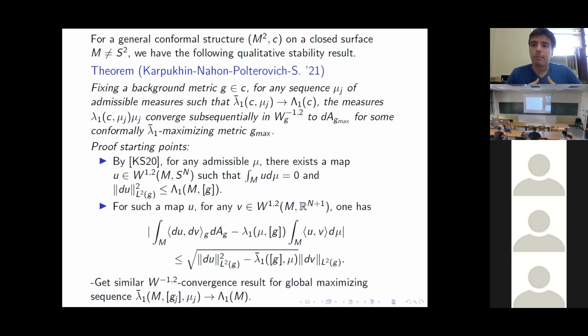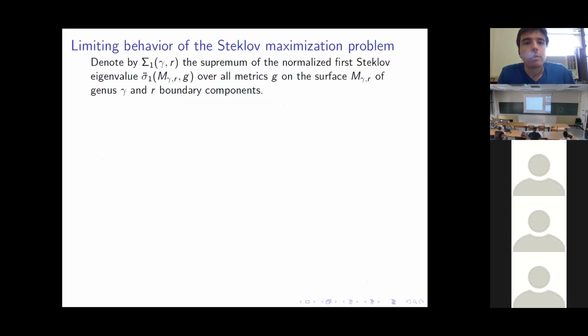So all right, with these analytic results, let's take it back to something nice and classical in geometry. So let's go back to the Steklov maximization problem. Let's denote by sigma 1 of gamma, r the supremum of the normalized first Steklov eigenvalue over all metrics g on the surface of genus gamma and r boundary components. Right, so by Fraser-Schoen and Matthiesen and Vitridis, we know these are going to be achieved by some free boundary minimal surfaces in Euclidean ball.